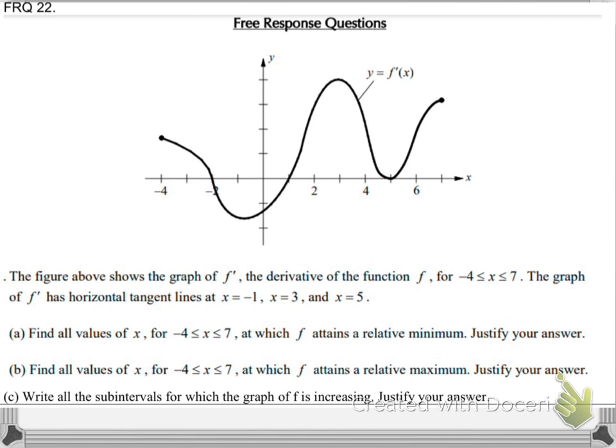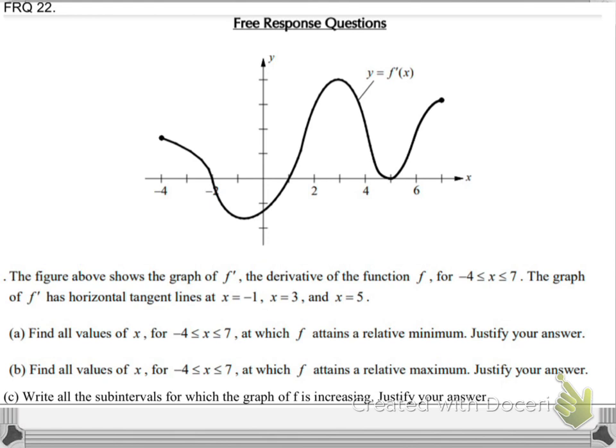All right, so let's say it's asking for concavity, or points of inflection. F has points of inflection at negative 1, at positive 3, and at positive 5. And your reasoning will be about f prime changing from decreasing to increasing, or vice versa. That's it. All right, let's answer letter C.